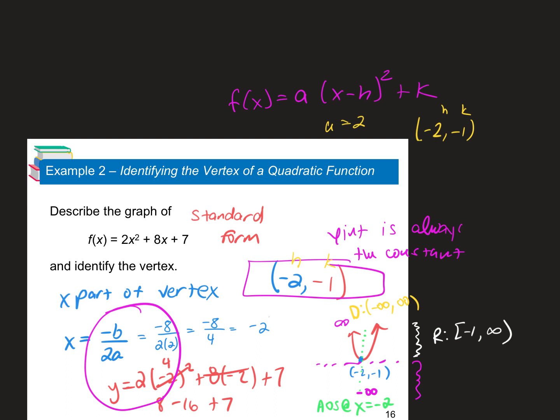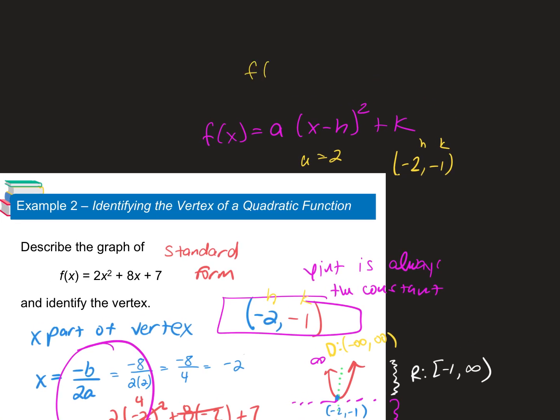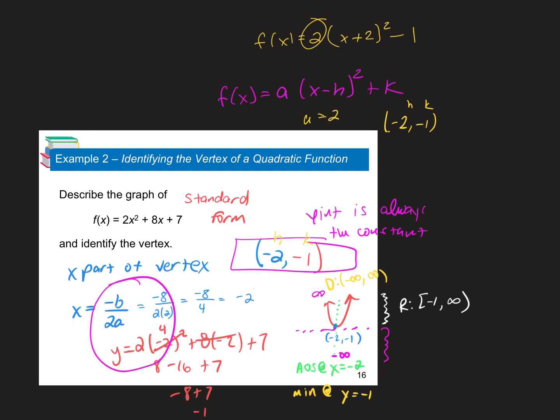So can I now take this information and go from standard form to vertex form? Yes. What would my formula look like? f of x equals 2 times x minus a negative, so plus 2, squared, right? Minus 1. Perfect. And now you guys can go, oh, okay, this graph is going to move down 1, left 2. It's going to get a little wider because there's a 2 in front. All of that, guys, can be done by just finding the vertex. It's a super important piece of information.